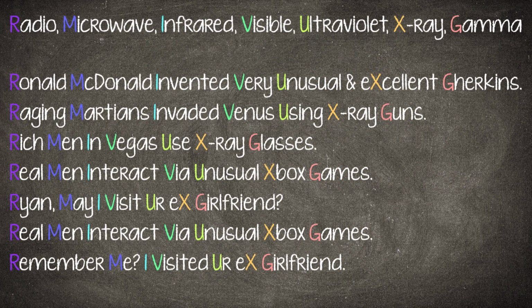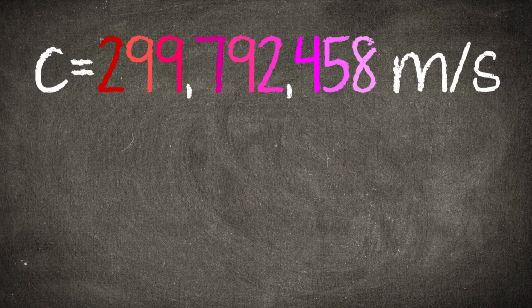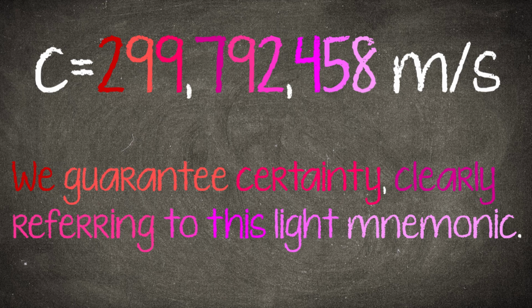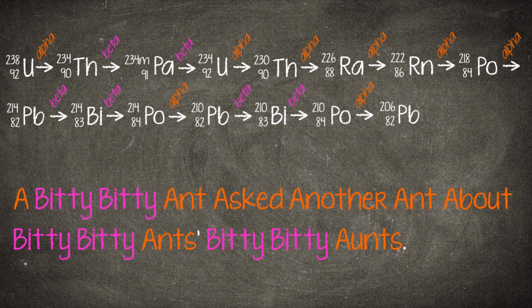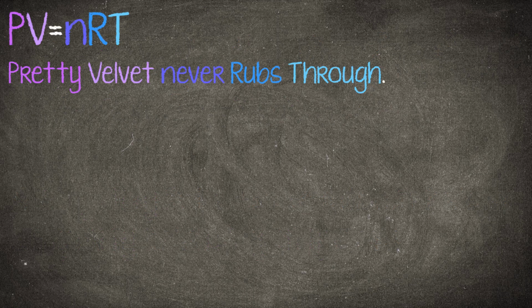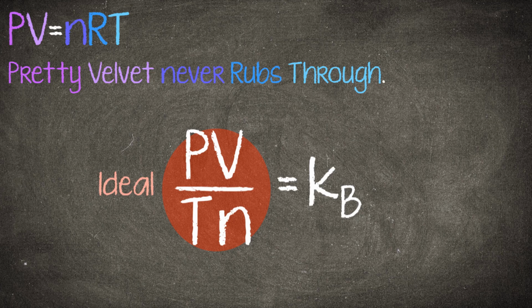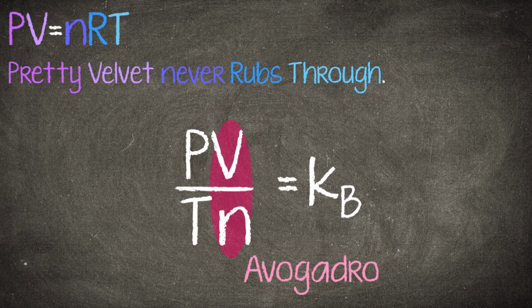Here are some phrases to remember the 7 main types of electromagnetic radiation in order of increasing frequency. You can recall the speed of light in meters per second by counting the letters in the phrase, "We guarantee certainty," clearly referring to this light mnemonic. If you need to recall the decay chain of uranium-238, use the phrase, "A bitty bitty ant asked another ant about bitty bitty ants' bitty bitty aunts." Here's a phrase for the ideal gas law. And you can remember all of the gas laws using a visual mnemonic like this.